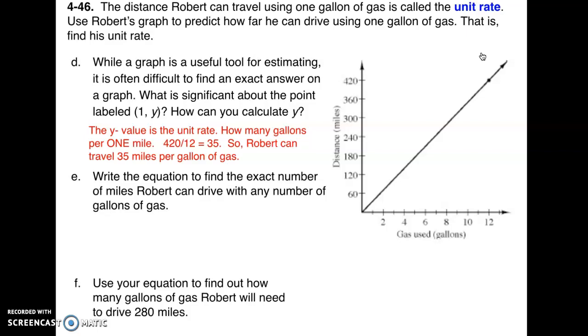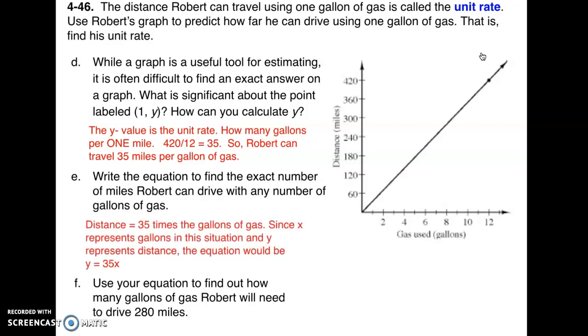In question E, or letter E, I should say, it asks you to write an equation that you can use to find the exact number of miles that Robert can drive given any number of gallons of gas. So since we know that the distance is calculated by multiplying the number of gallons by 35, we can use that to write our equation.